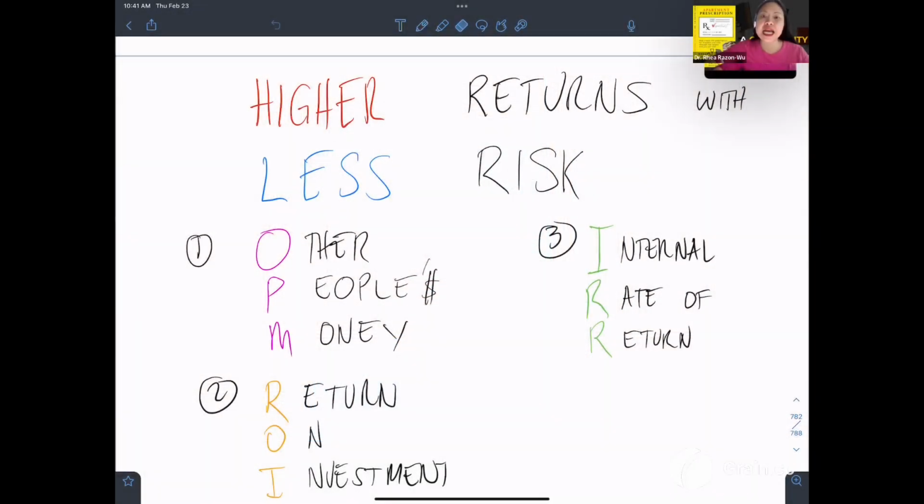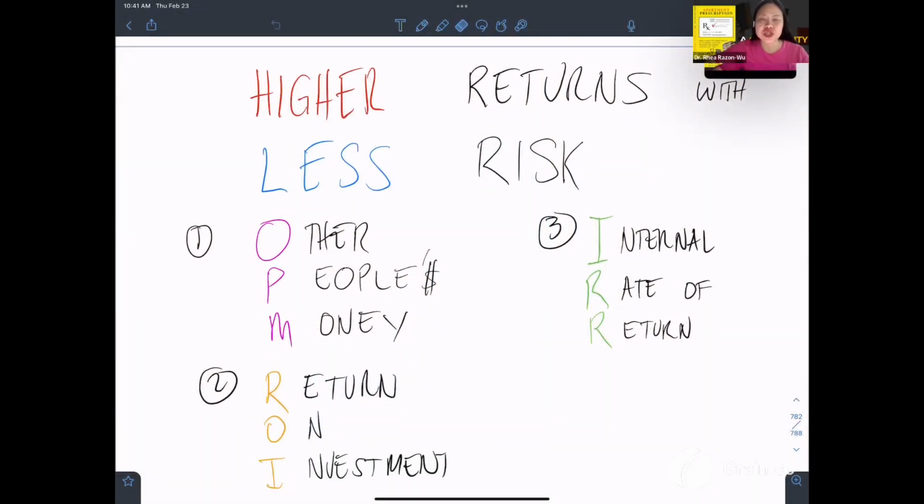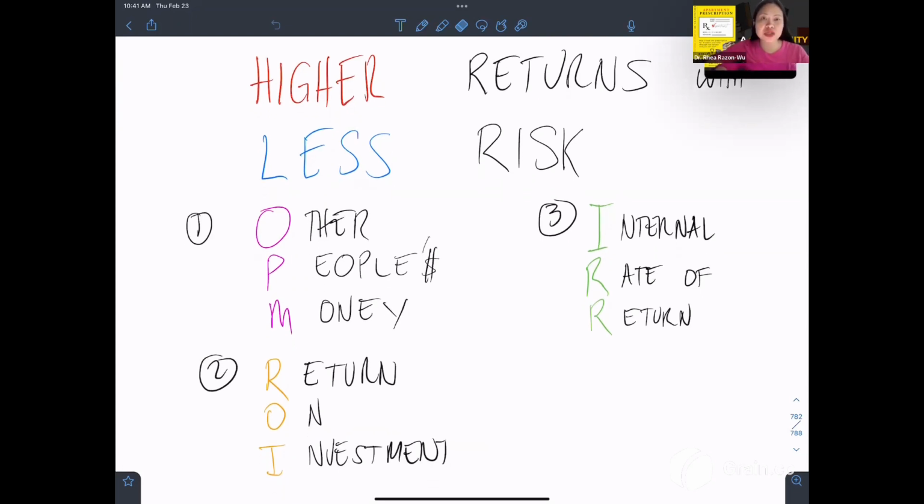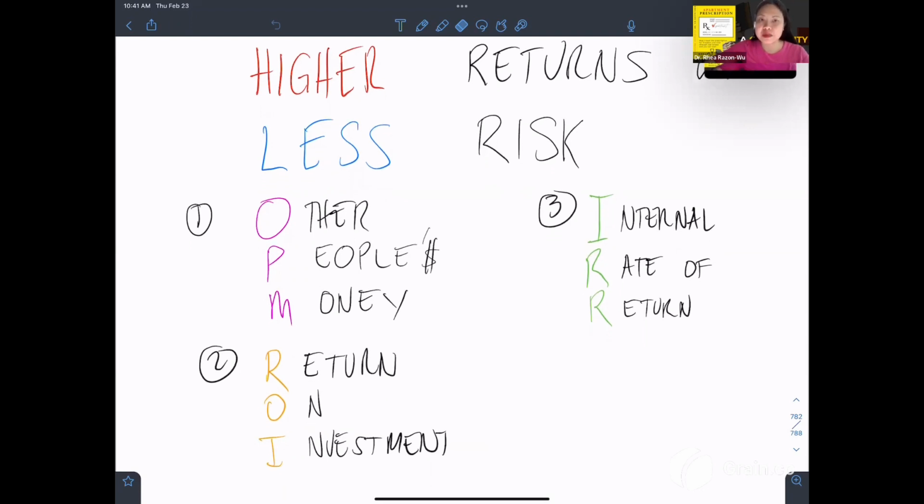Today's topic is higher returns with less risk. So this is just a general overview of what I'm going to be talking to you about in the next couple of days. First is other people's money, or OPM. Second is ROI, or return on investment. And third is IRR, or internal rate of return.